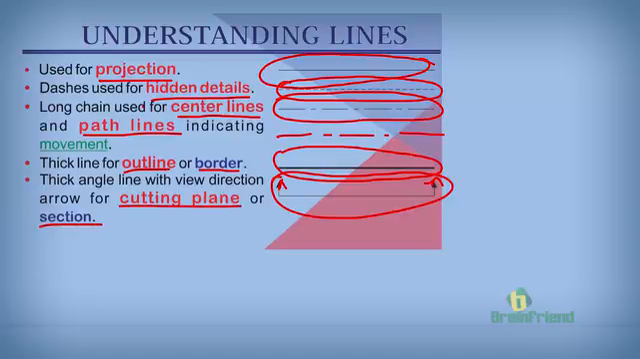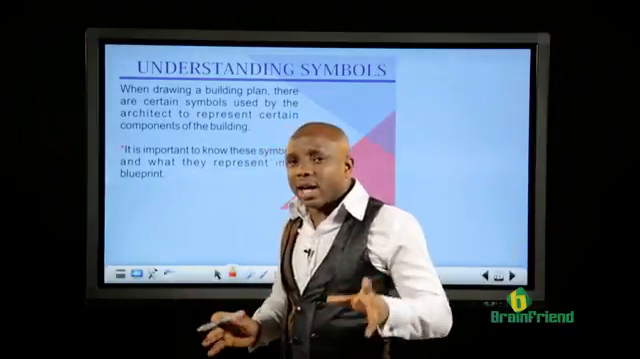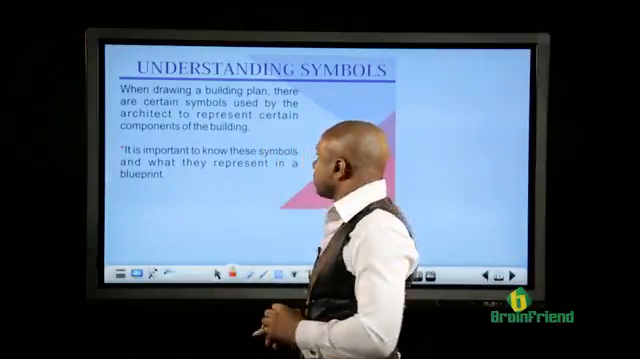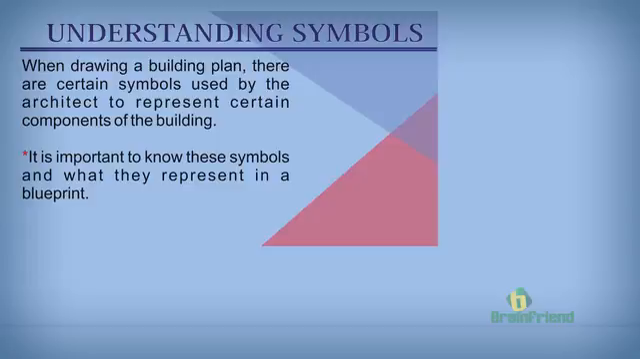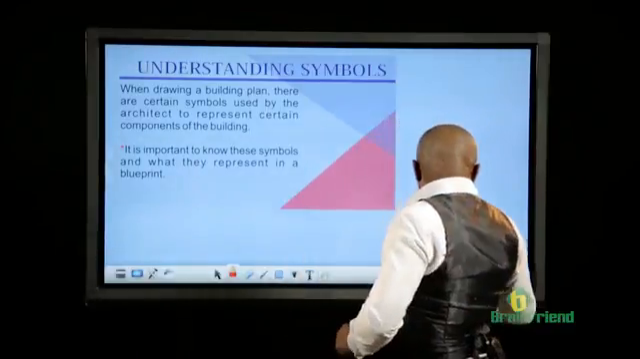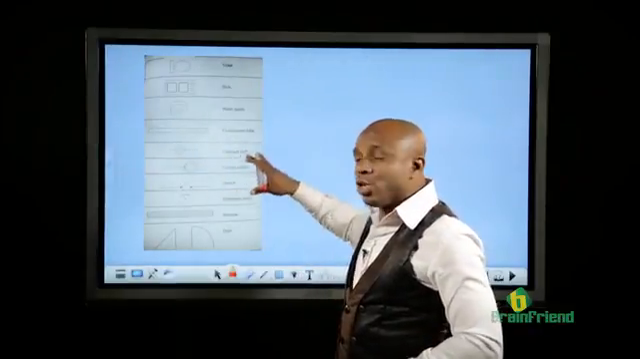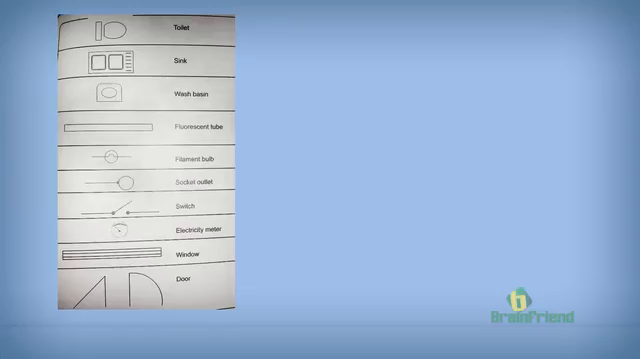These lines are used to cut through sections of the building. So those are some of the lines that are used in blueprints. Now, in a blueprint, there are some other symbols that are used. We are going to be able to identify these symbols and what they represent in the blueprint. These are some symbols that are used to represent some components in the blueprint.